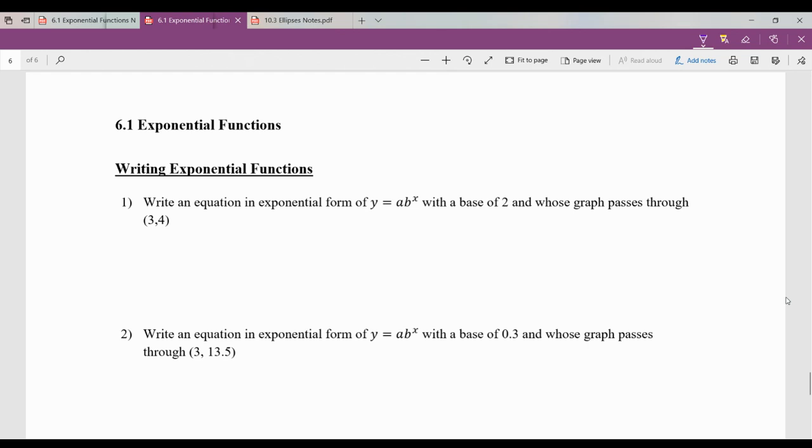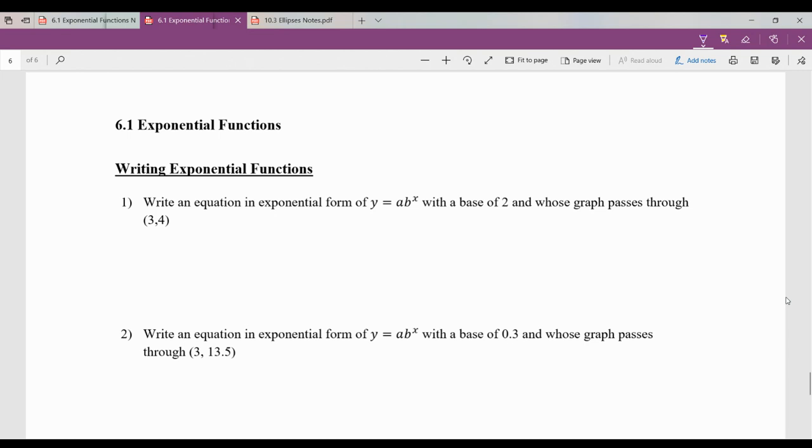All right, so for this section, we are going to be looking at writing exponential functions that are in the form y equals ab to the x. We're going to be given different information based on that graph, and we're going to try and find the equation based on the given information.